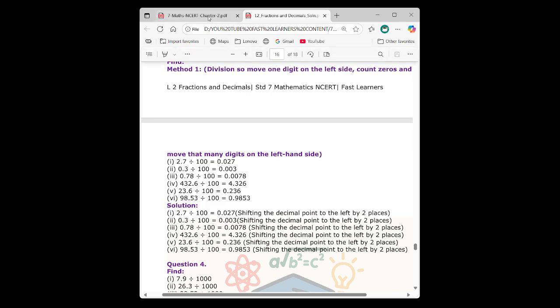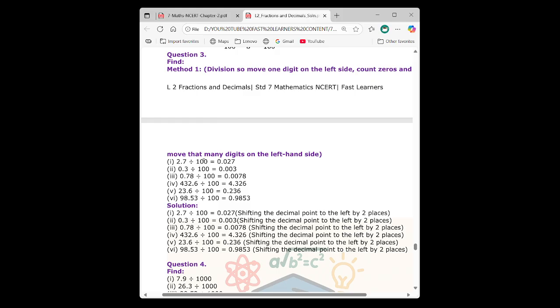Now let us see the last thing, that is division of decimals. What will you do in division? You shift the decimal point on the left hand side. You know that when we were multiplying, we were shifting the decimal point on the right hand side. But now as we are dividing, not multiplying, we have to shift the decimal point on the left hand side.